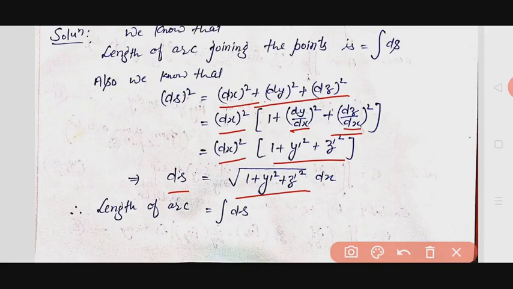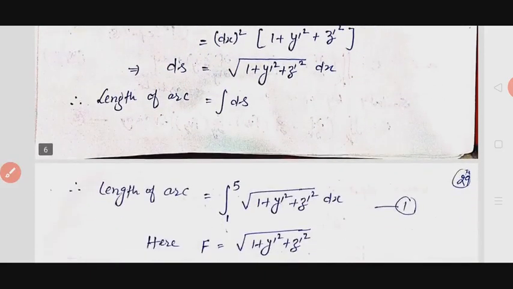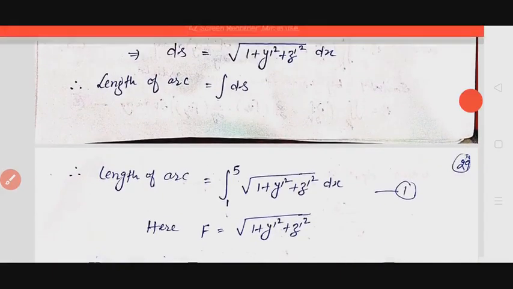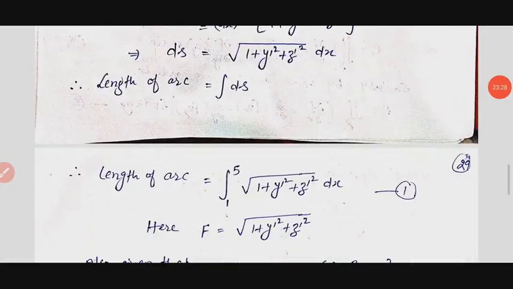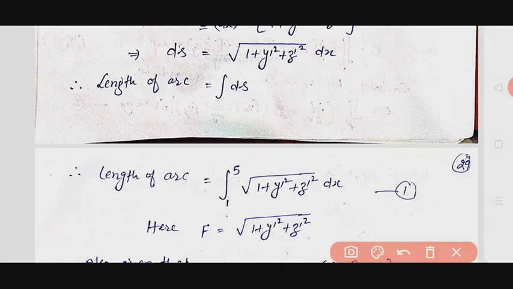Okay, so you have to take that the integral of this will give you the length of the arc. So I just take the integral of this thing. The length of the arc will be the integral of ds. I replace the value of ds as root of 1 plus y dash square plus z dash square into dx. So that means in the integral you have to take the limit for x, and it is given actually.